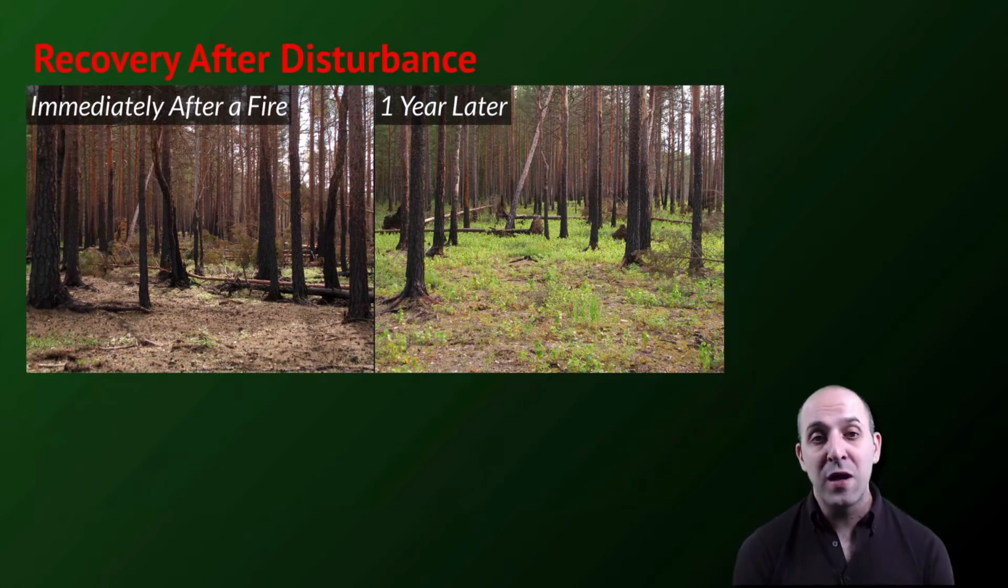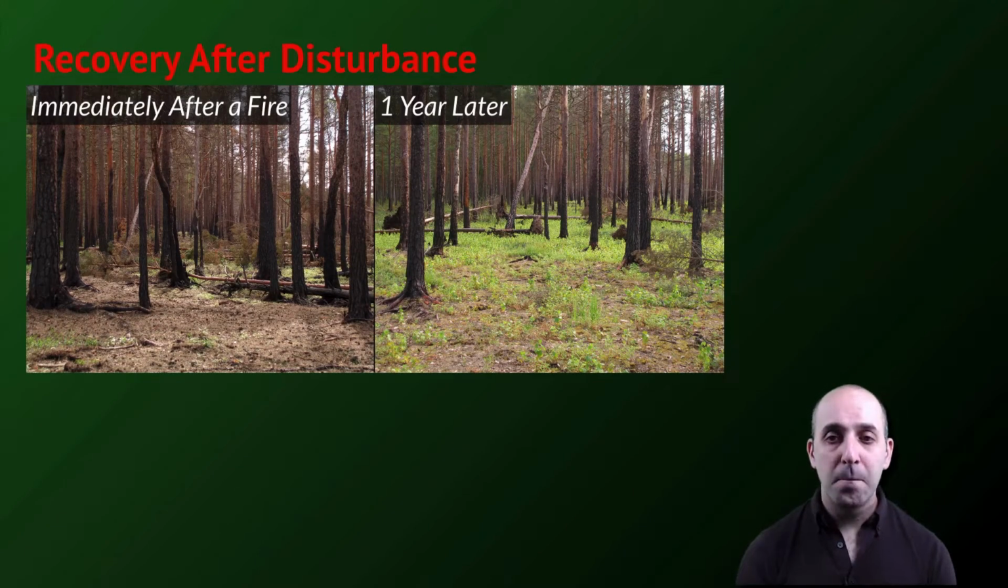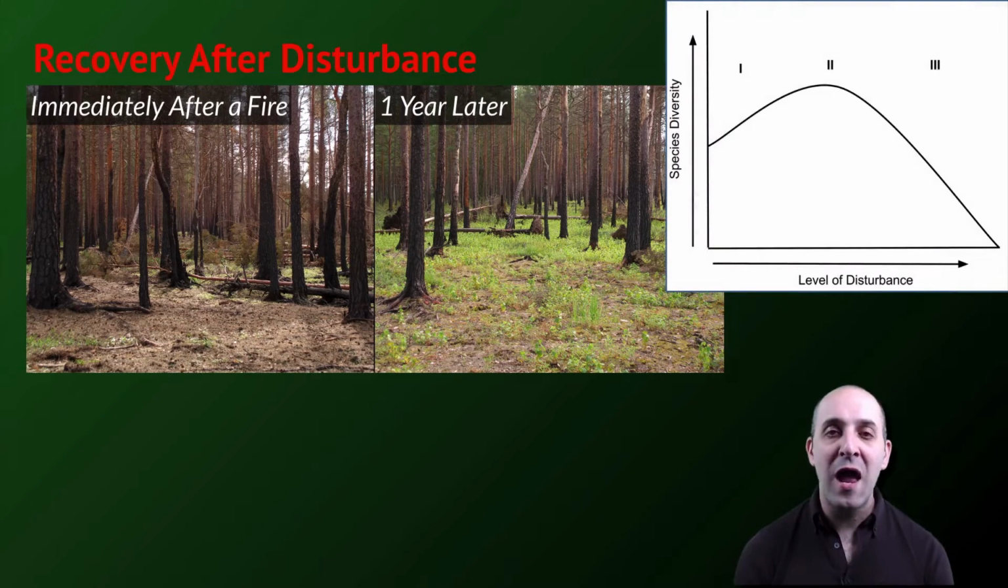Here is recovery after a fire disturbance. Immediately afterwards, we can see very little vegetation present in the environment. 1 year later, we can see that the ecosystem is starting to rebound. It seems that most ecosystems thrive when there is some level of disturbance. You don't want so much disturbance that the ecosystem can never rebound from the effects of those disturbances, but you also don't want so little disturbance that the ecosystem reaches periods of stagnation.